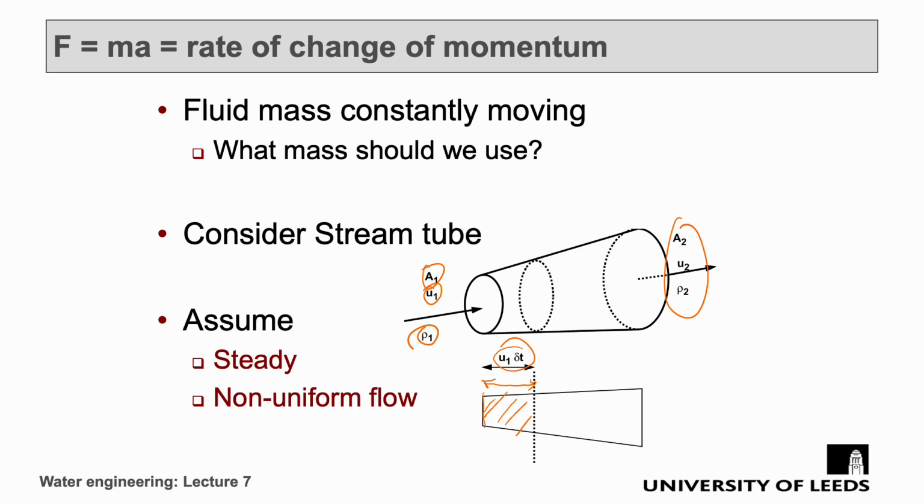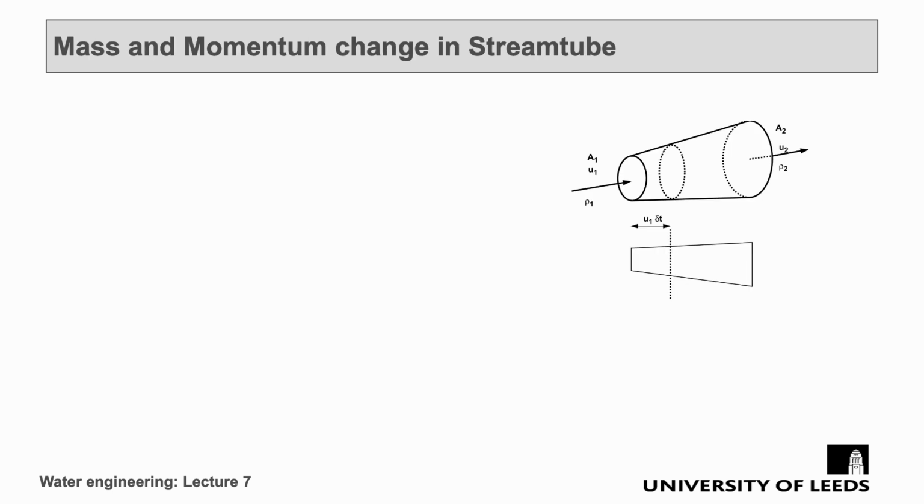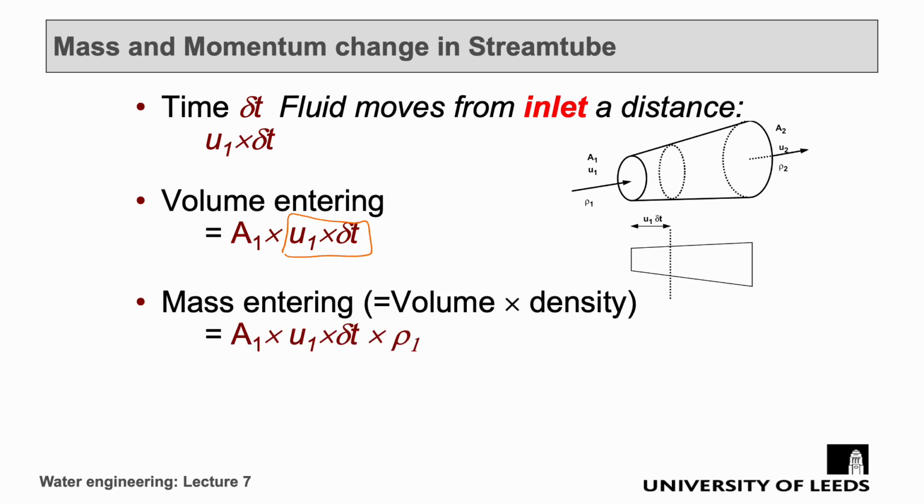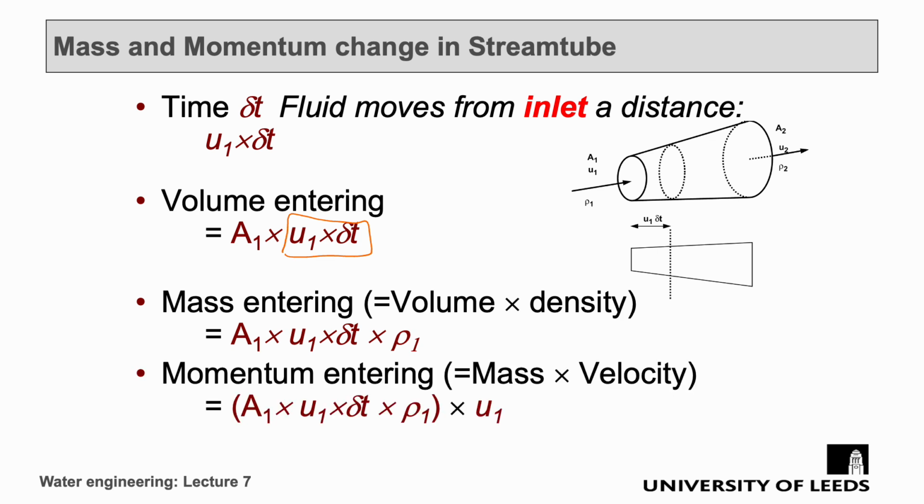So we'll assume steady, non-uniform flow. Non-uniform means it is changing with space. So in time delta t, we've got fluid moving that distance. Multiply it by A, we get the volume. Multiply the volume by the density, we get the mass. We multiply that mass by the velocity, we get the momentum.